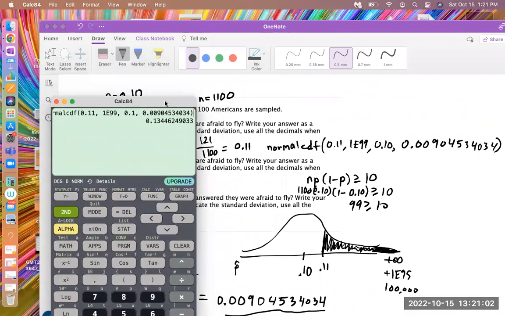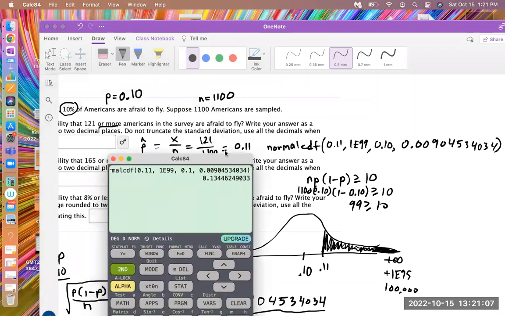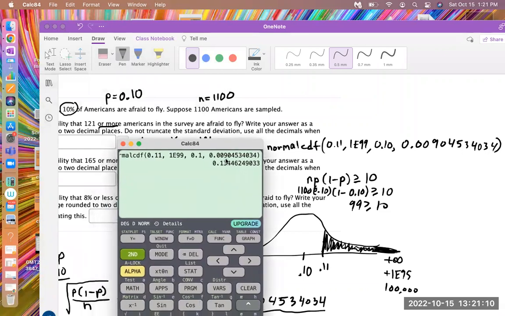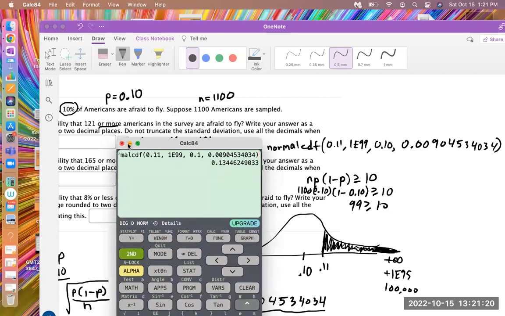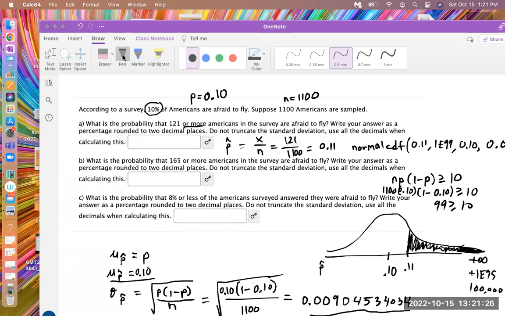I think they want 2 decimal places for the answer. So turn it to a percent first, which is moving the decimal 2 places to the right. That'd be 13.456, and then 2 decimal places would be 13.46. So that's what ends up being our answer. Make sure to turn it to a percent first and then round to 2 decimal places. You're probably not going to have to put the percentage sign in there, but you might want to include that.